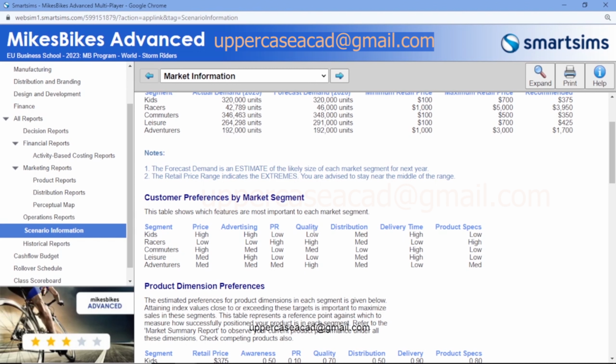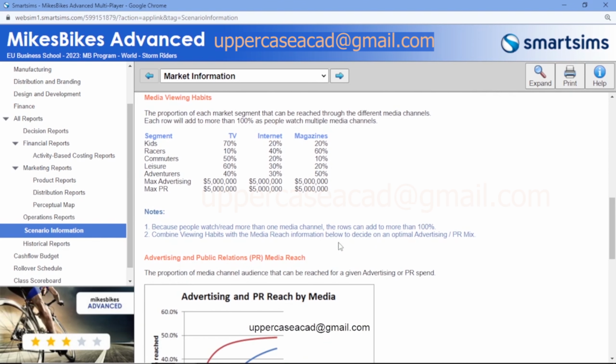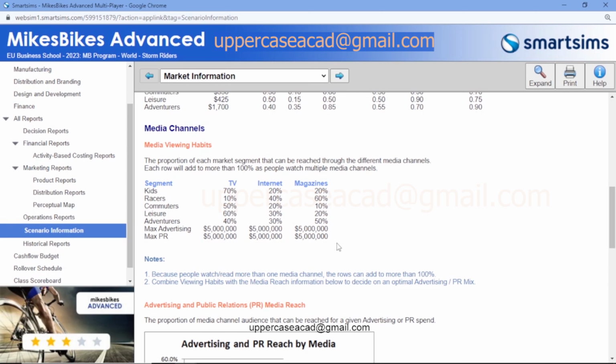Then we have the quality, the delivery time, and the production specifications. Then you have the product dimension preferences. The kids really want a bike whose price is around 375, awareness of 0.5, PR of 0.1, quality of 0.7, distribution of 0.5, delivery of 0.9, and product specs of 0.8.